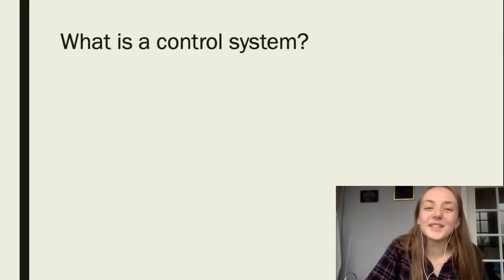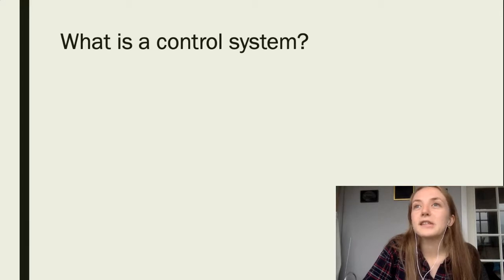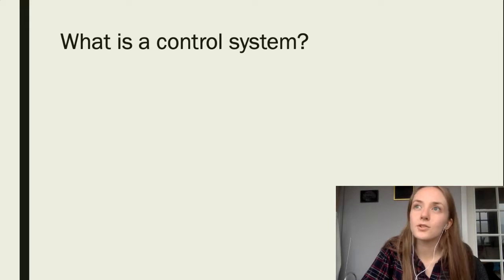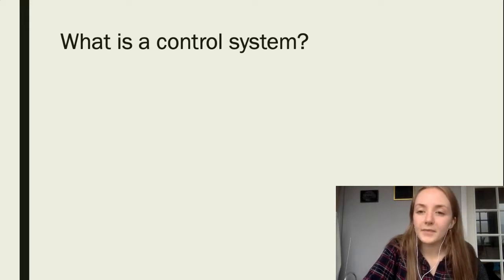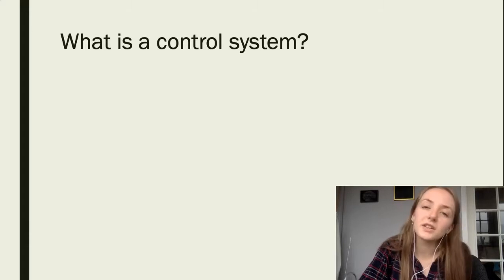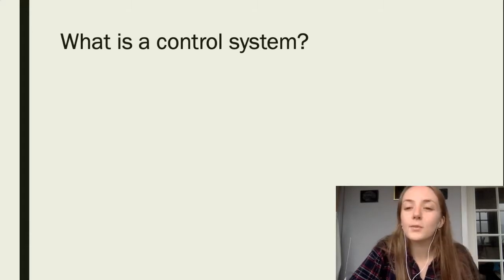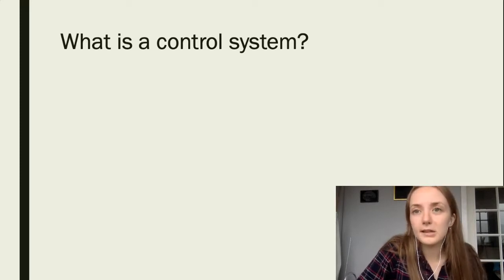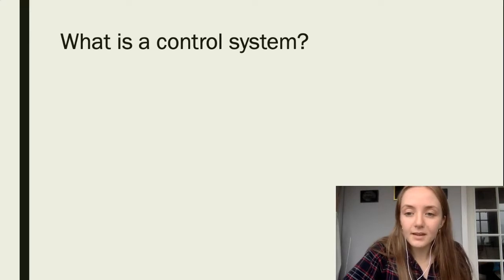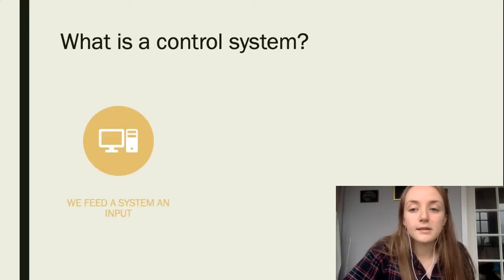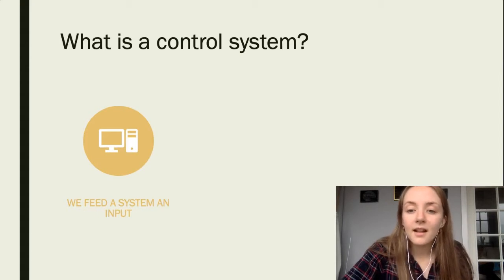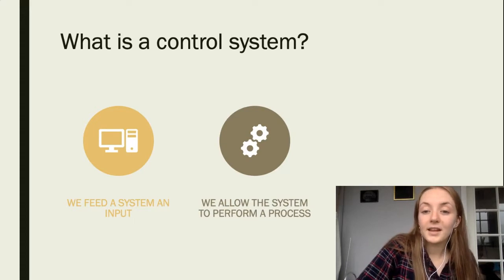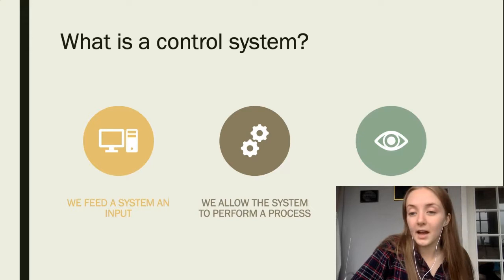Right, so what is a control system? I think to answer that question, you need to understand what a system in engineering actually is. And I feel like we all kind of have an intuitive idea of what a system is, but I feel like the most easy way to describe what a system is to describe what a system does and then to look at some examples. So, a control system is something that we feed an input, then we allow the system to act upon the input, and then we expect some kind of an output.